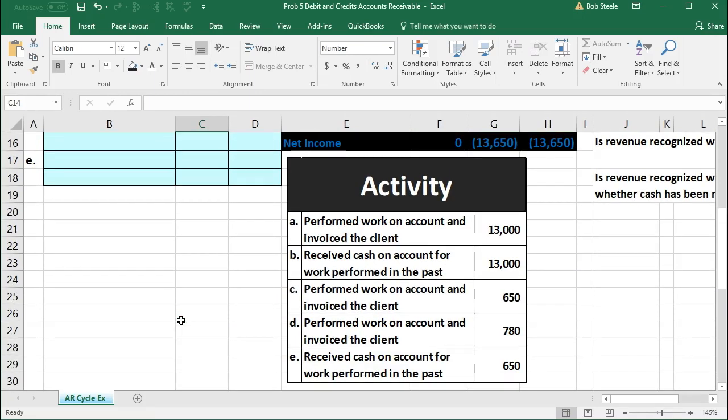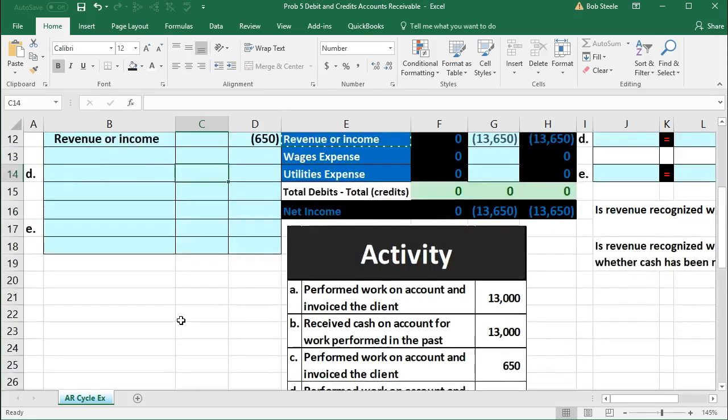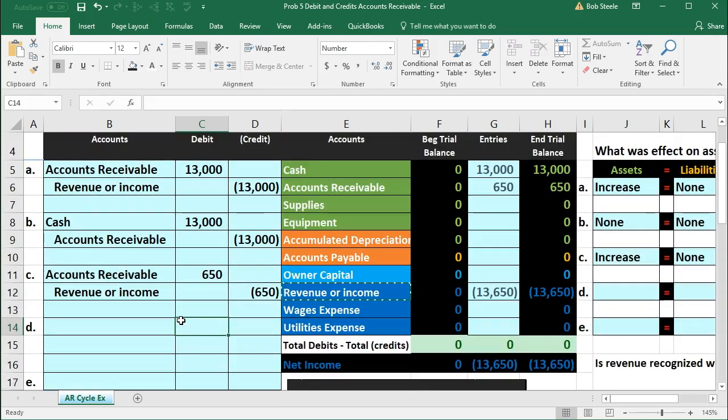Performed work on account and invoiced the client. So same accounts. Again, we're working on the same account, this receivable account. So is cash affected? We're going to say no. We did work on account, key term, on account. Therefore, we're going to say what did we receive?